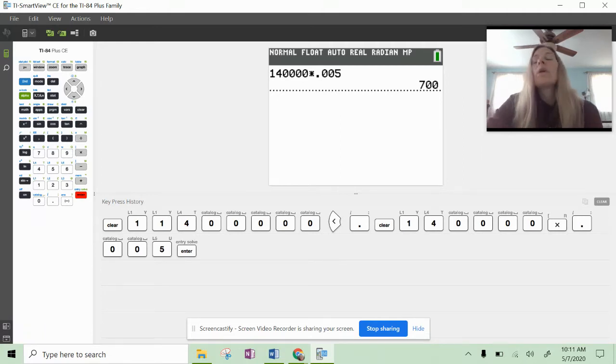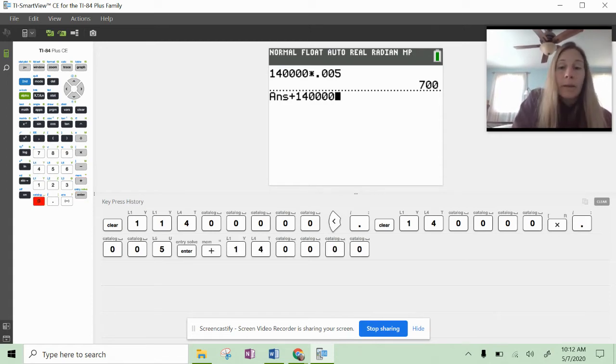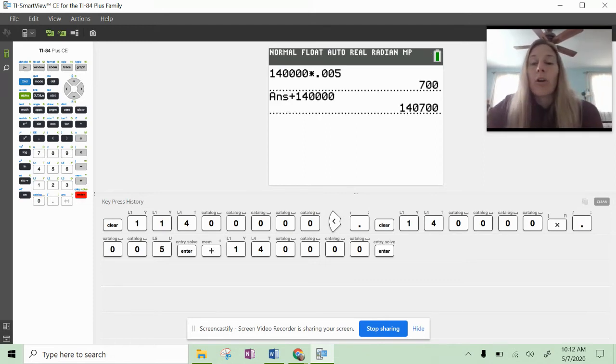Now, what I want to figure out is not how much interest I am paying, but how much this total amount goes up to. Just like when you're figuring out tax and your total bill at a store, it's the same idea. We figured out the interest, which is $700, but then we need to add that back on to that $140,000. That would make our grand total before we make that first payment $140,700.